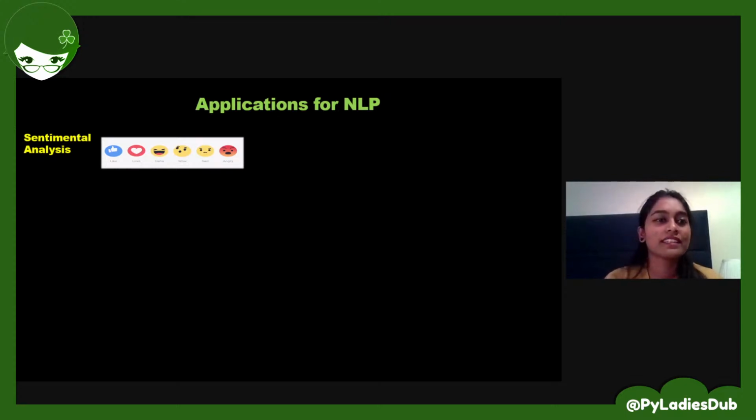So in sentiment analysis, we can see Facebook, Twitter, all those platforms are using sentiment analysis. By emojis, we can analyze the sentiment of someone. It's all because of NLP. Next comes, just a minute.